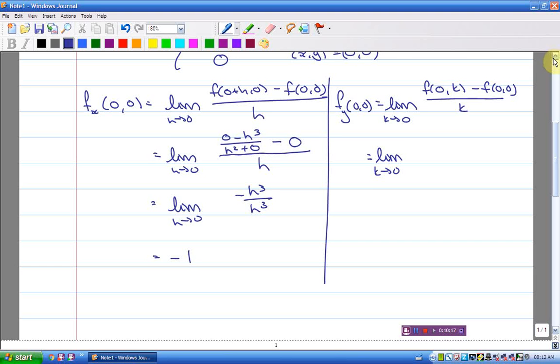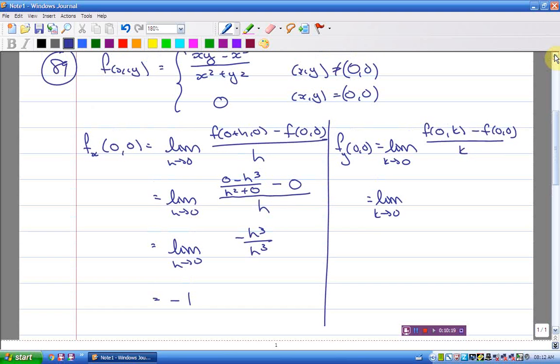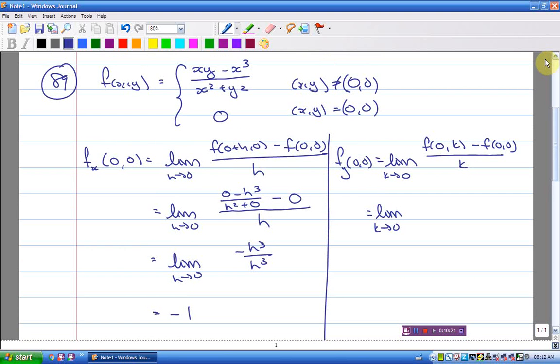Once again, let me scroll up. There we go. f of (0, k), let's think. x is 0, but y is not. Therefore, I want the top piece of my piecewise defined function. I plug in x equals 0, I plug in y equals k, and I get 0. In fact, just so that somebody reading these notes knows exactly where that 0 is coming from, let me be quite explicit about this.